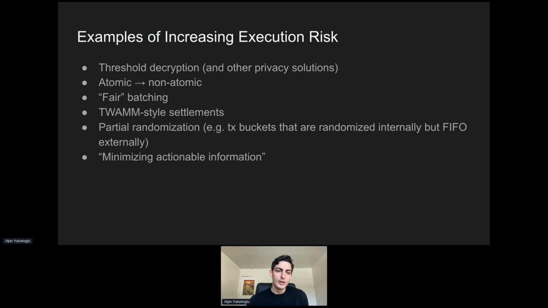Increasing execution risk includes all these privacy solutions, such as threshold decryption. Some of the work that Penumbra is working on falls under this category. In general, this shift from atomic to non-atomic MEV tremendously increases execution risk, because now you have to take on the volatility exposure that makes it very hard to remain profitable in the same way that you might with atomic transactions. And then of course you have all these batching and randomization-based options as well.